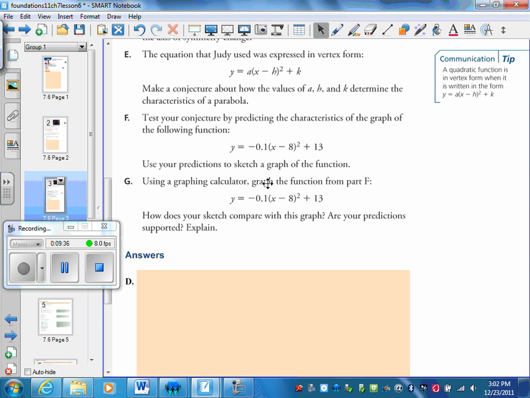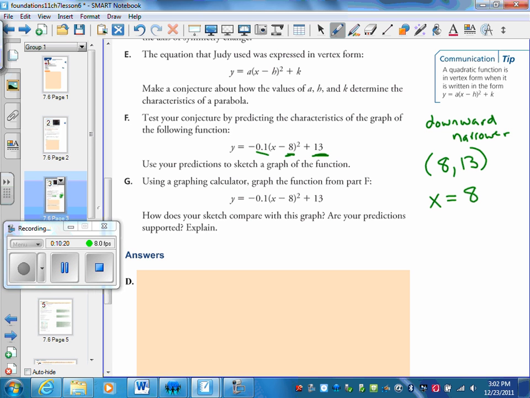Okay, now we're going to test our conjecture by predicting the characteristics of the graph of -0.1(x minus 8) squared plus 13. So first of all, the negative a value tells us it's going to be downwards. And is it going to be wider or narrower? It's going to be narrower. This is our value of h. This is our value of k. So our vertex is going to be at 8, 13, and our axis of symmetry is going to be x equals 8. Okay, so these are all the things I predicted.